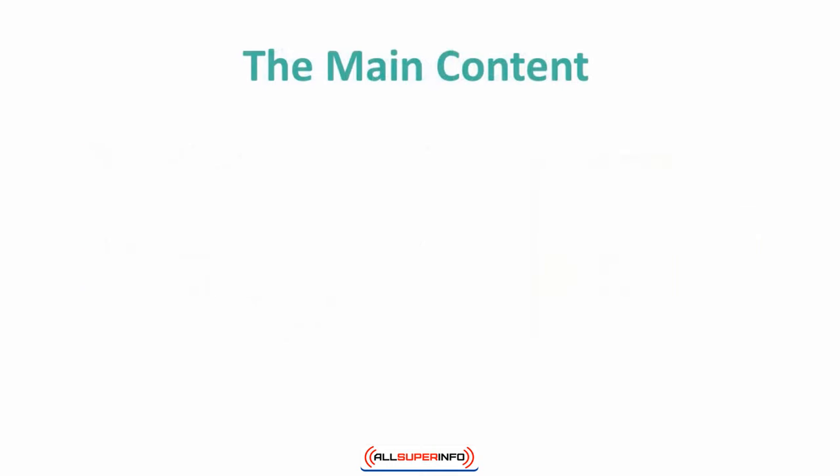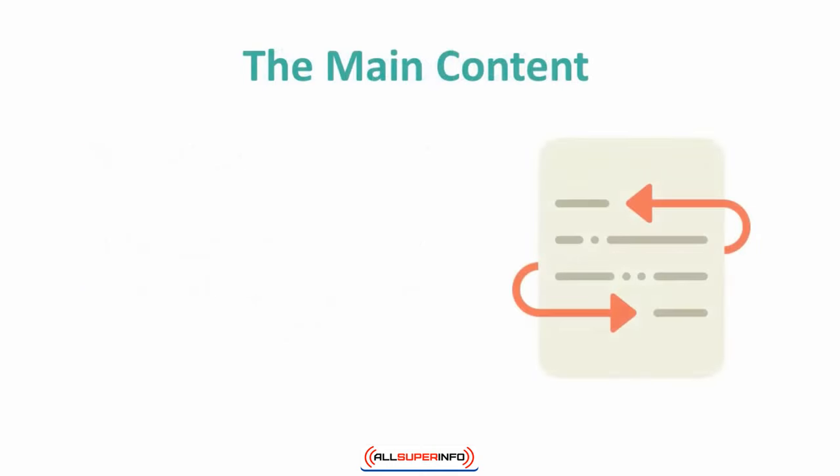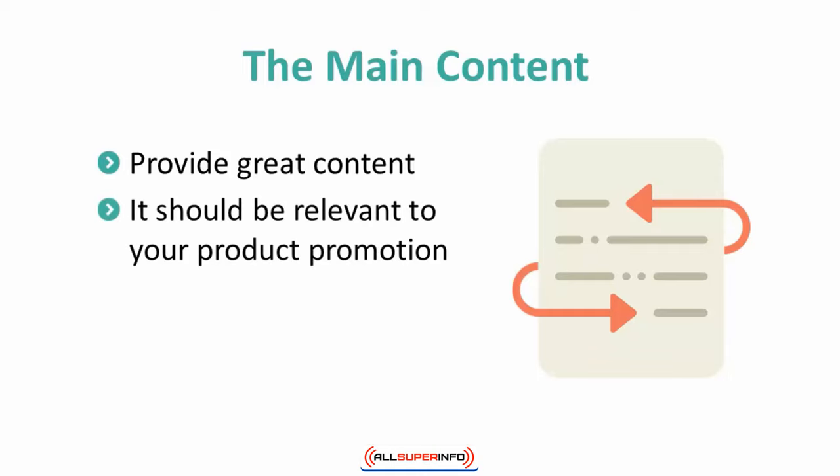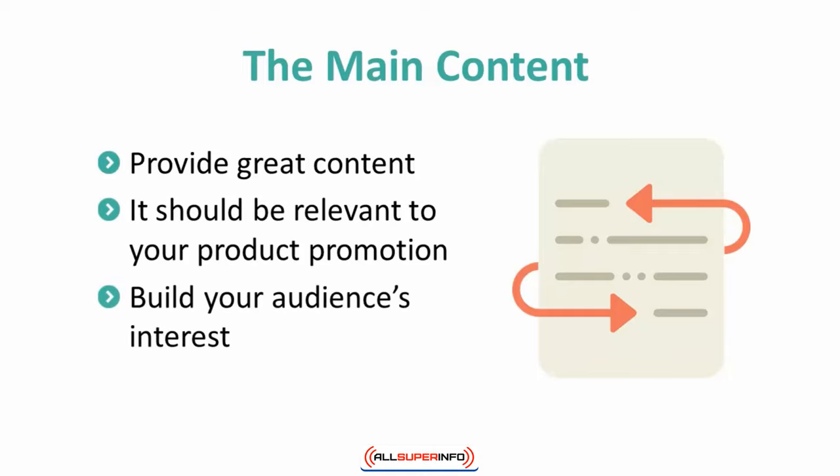The main content. This is the meat of your content. This is the value that you will give your audience in your email. Everything else is just filler. This is the reason your audience wants to read your email, so you have to make it great. You have to make it awesome. Here are the things you should write in your main content: shocking and awesome content that will keep your audience glued to your email, relevant content with your product promotion, building your audience's interest toward your product.